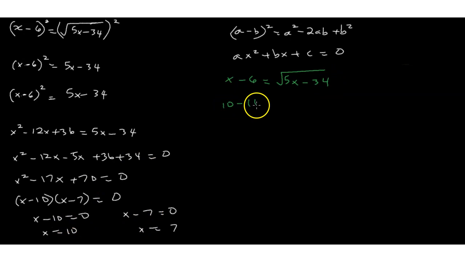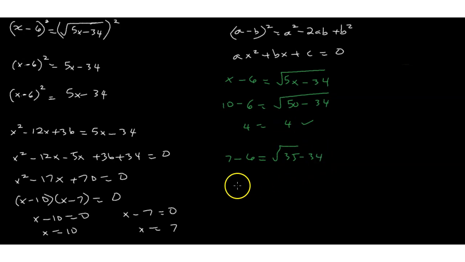So 10 minus 6 equal to the square root of 50 minus 34. So we see 4 equal to 4. So that is correct. Now we do the same with 7. 7 minus 6 equal to the square root of 35 minus 34. So 1 equal to 1.